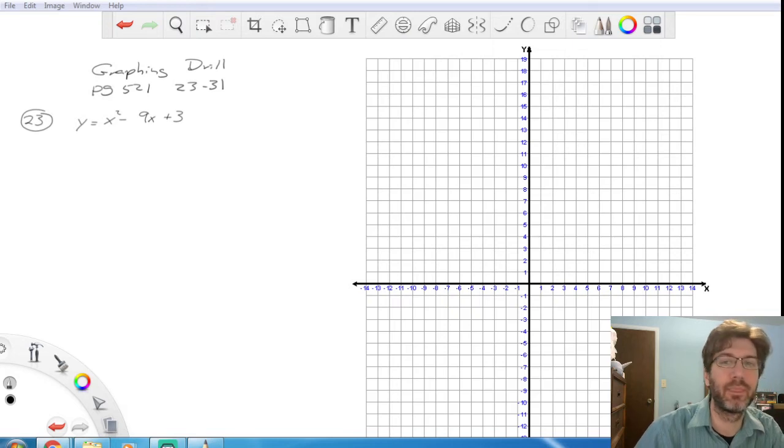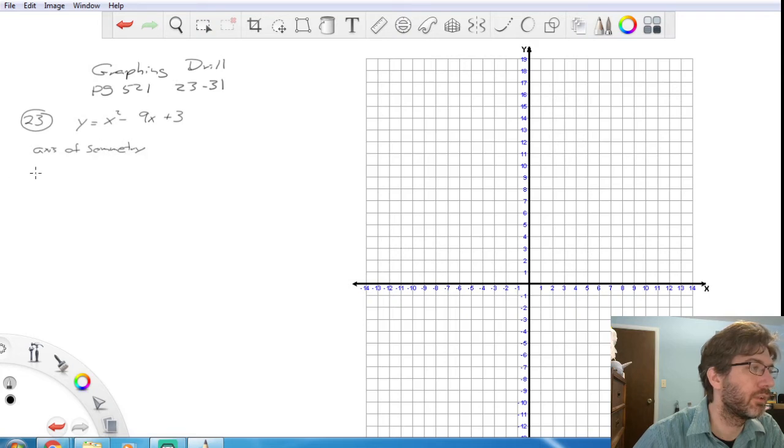So the first step is to find our axis of symmetry. You're going to use x equals negative b over 2a. Just off to the side, we're going to list our a, b, and c to keep things straight. Don't forget our signs. This is a 1, this is a negative 9, and this is a 3. So this is going to equal positive 9 over 2 times a, which is 1.